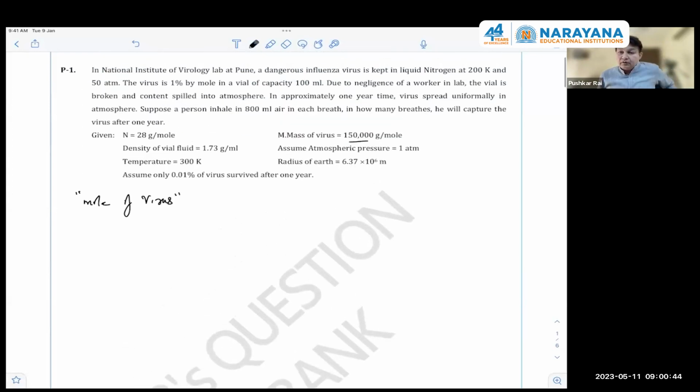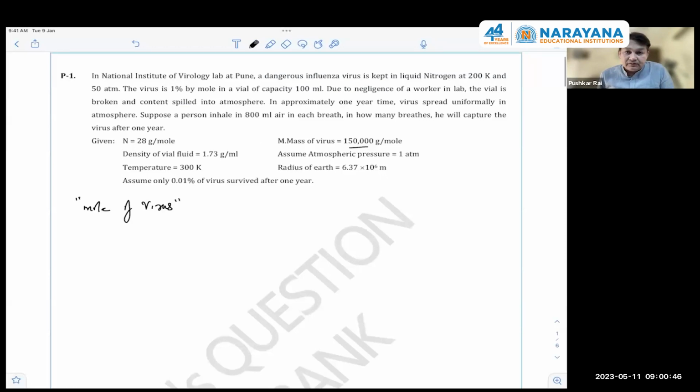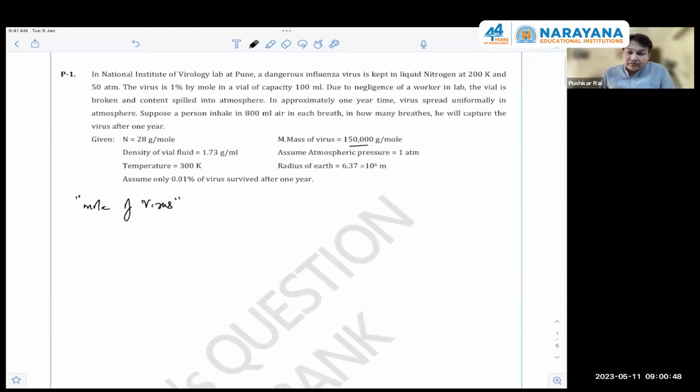All right. Once I get the moles of virus, you see what is happening. The vial is broken and has spilled into the atmosphere. In 1 year time, it keeps on spreading in the atmosphere. I think 1 year time is sufficient, and you will agree that it will uniformly spread in the atmosphere.